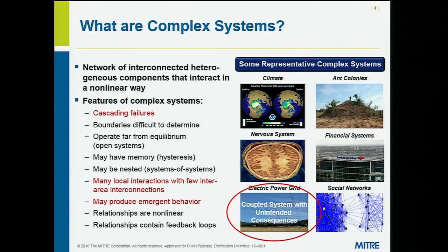What's interesting is MITRE has spent a lot of time, and this is sort of in an interesting area, looking at the bulk electric power grid. And one of the things that you learn very quickly about the power grid is it's a coupled system with unintended consequences. What does that mean? Well, we've worked with FERC for 3 years now, which is the Federal Energy Regulatory Commission, and they were very concerned about how their decisions actually impacted the bulk power grid.